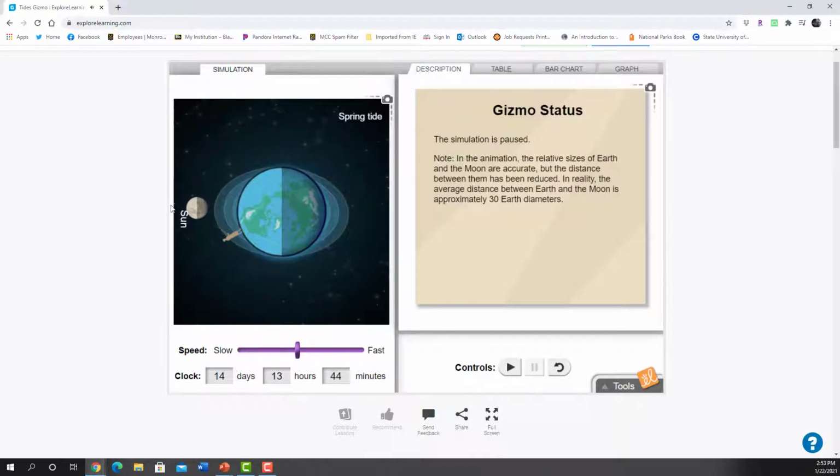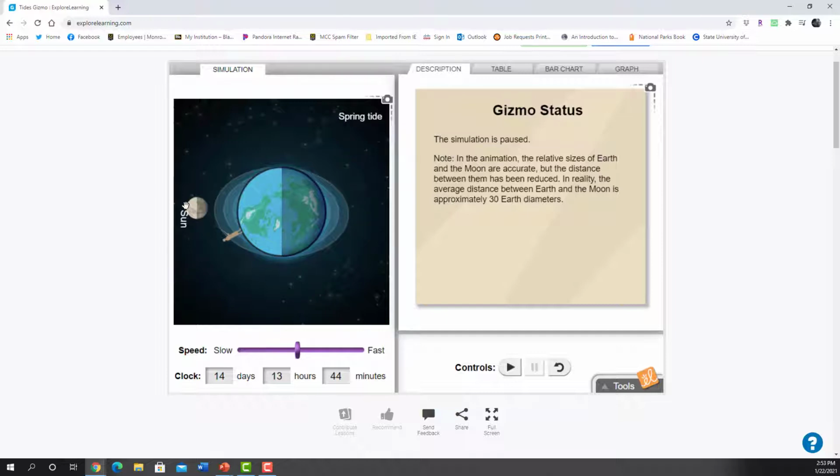Okay, so now the sun is pulling to the left with its gravitational pull. The moon is also pulling to the left with its gravitational pull. And you see you have the largest high tides here. And again, there's almost no water at the low tide region. So this is another period of spring tide.